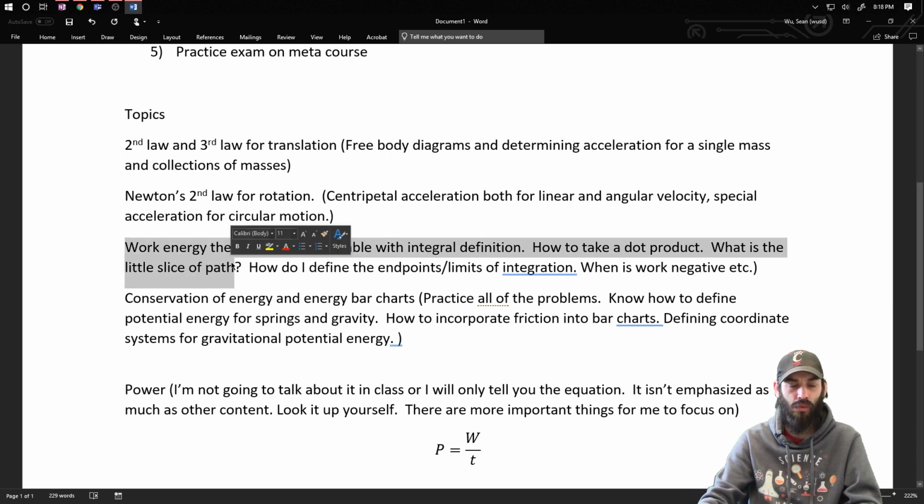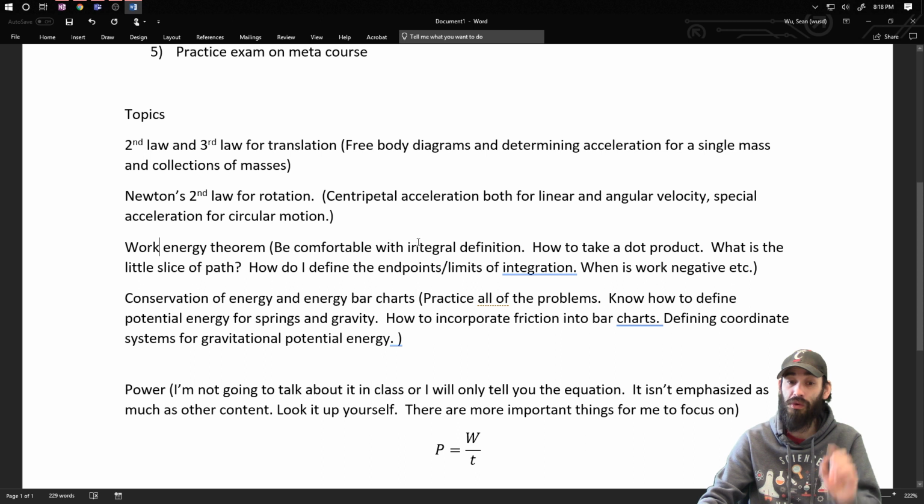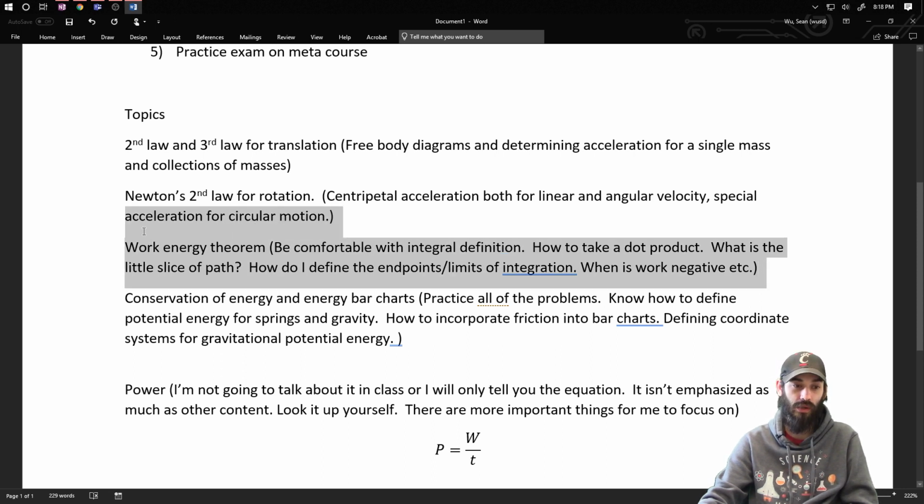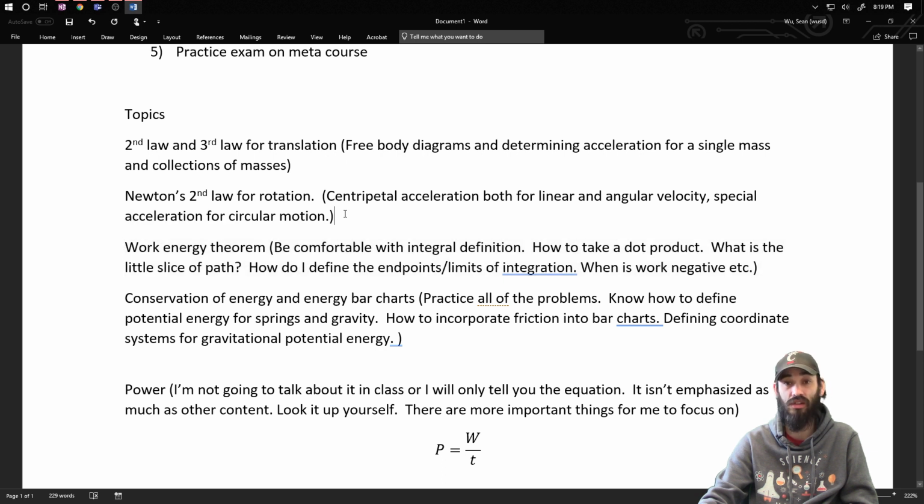The work energy theorem. So be comfortable with the integral definition. Know how to take a dot product. What is a little slice of path? How do I find endpoints and limits of integration? And when is work negative? These are all important considerations, because you're not guaranteed to have something with a constant force for all of the questions for the work energy theorem.